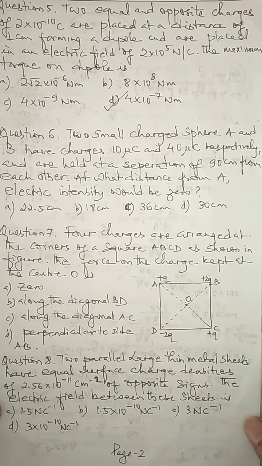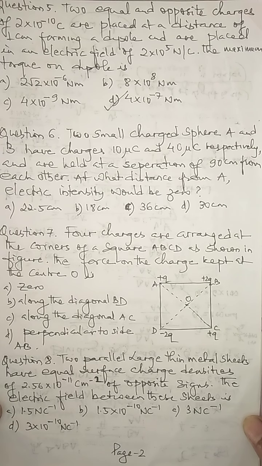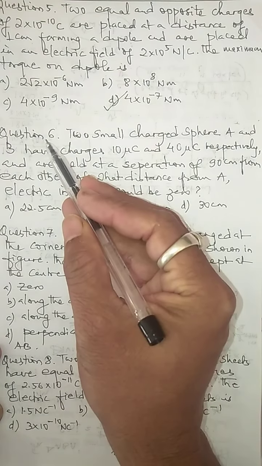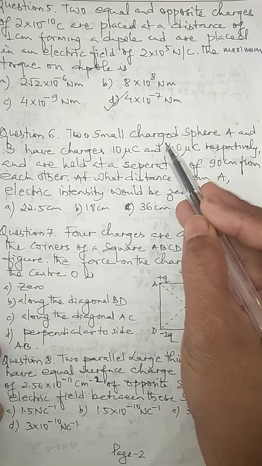Alright children, we continue solving this numerical MCQ question from the first two chapters, electric charges and electric field, and the Gauss theorem. Now we do the next, number 6. So, important question. Question number 6 says that two small charged spheres.